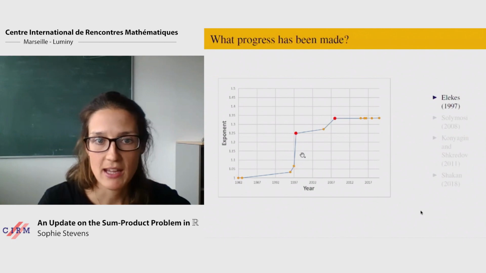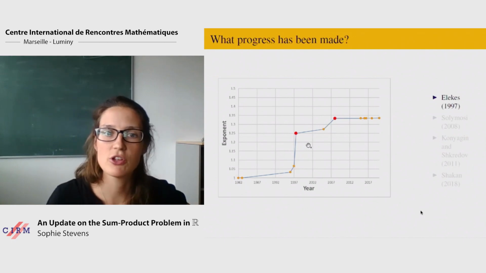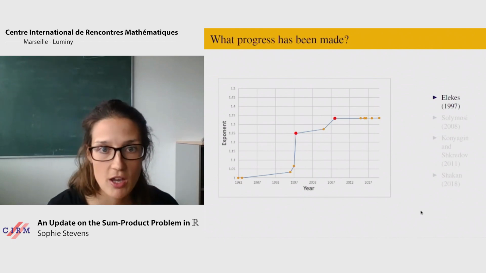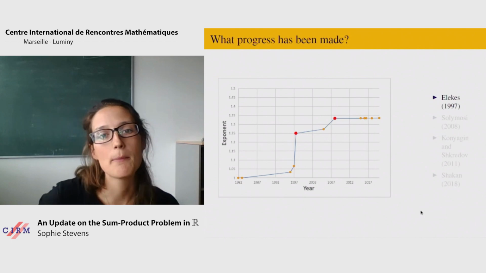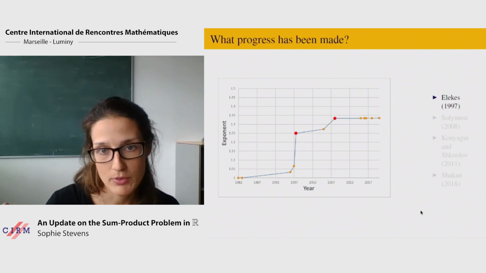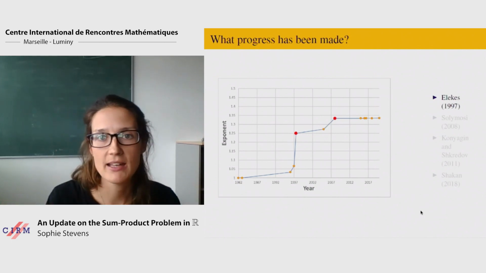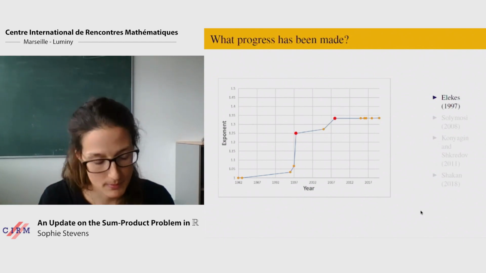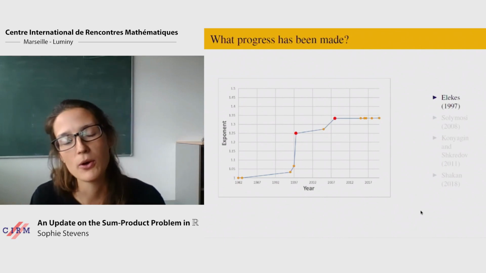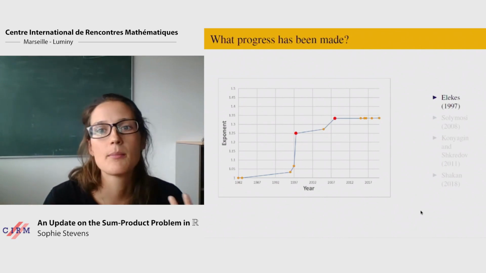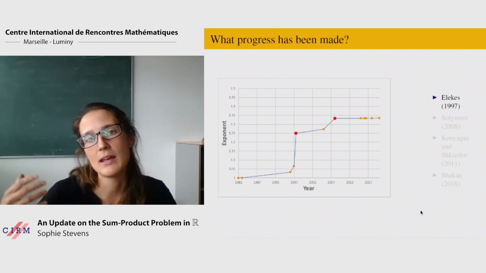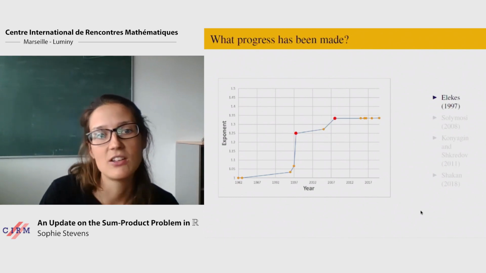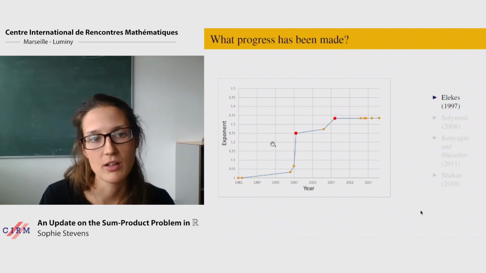Okay, so this first jump is a result of Elekes, and Elekes introduced the Szemerédi-Trotter theorem into the sum product problem. If you've never heard of it, the Szemerédi-Trotter theorem is a theorem about points and lines. It says that if you've got a finite set of points and a finite set of lines, then you can count the maximum number of pairs of points and lines such that the point lies on the line. Somehow Elekes manipulated this statement about points and lines, about incidence geometry, into a very elegant solution of this sum product problem.